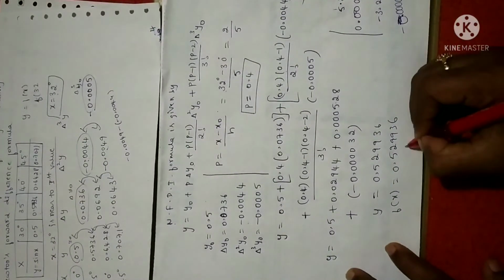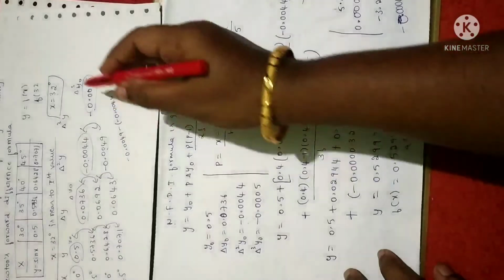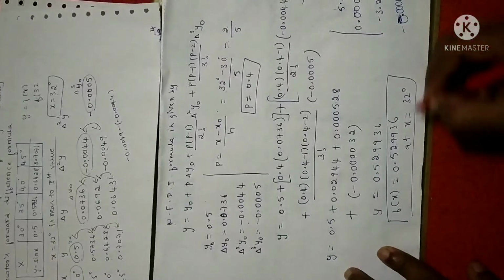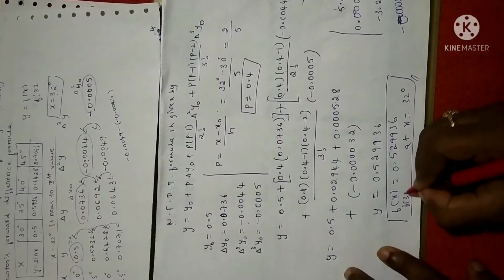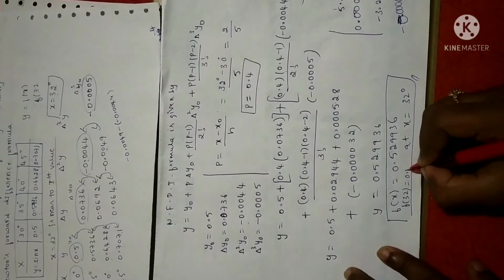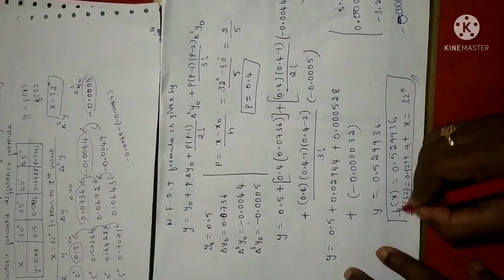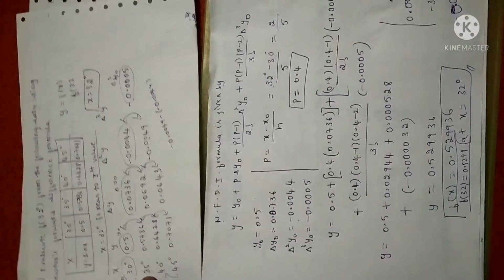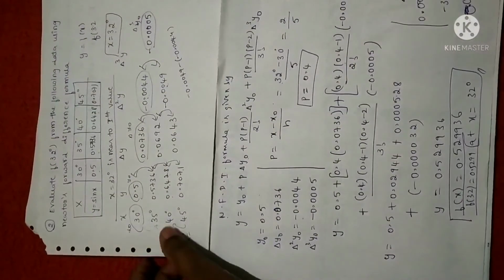What is the value of x? At x is equal to 32 degree. So this is the required solution. That is f of 32. Right? f of 32 is equal to 0.5299. One and the same. Fine. So I'll just show you once again. See here, this is the required solution.